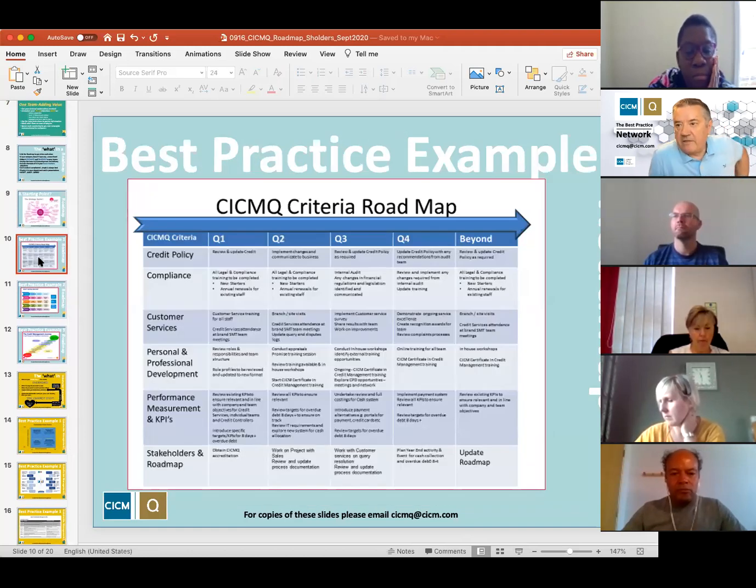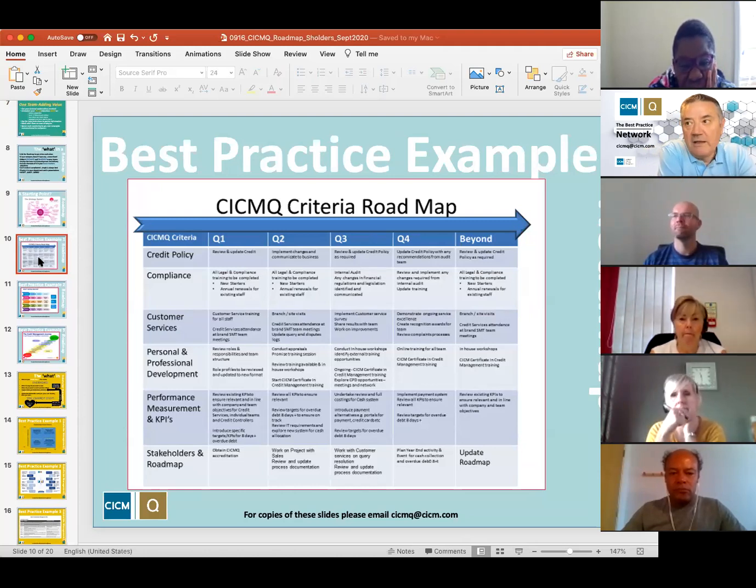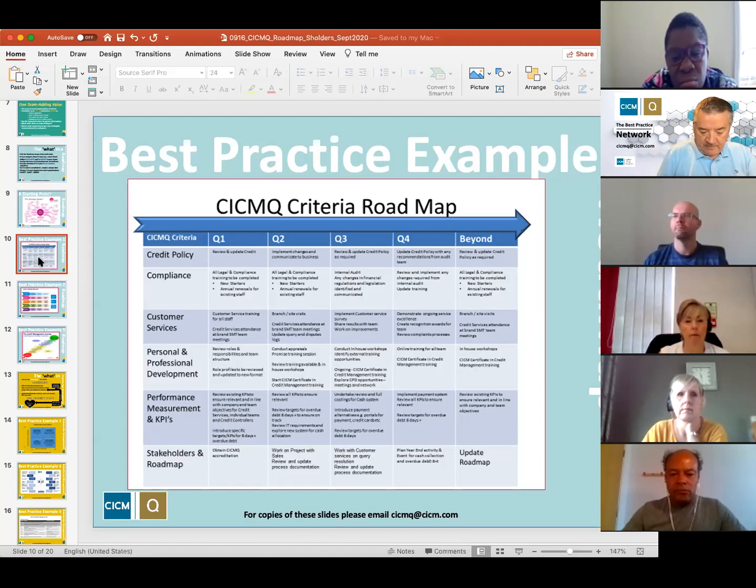I'll hand over to Pam at this point because she sent me some examples, and I thought this was a particularly good one. So this is all about the CICMQ criteria. Pam, do you want to quickly run through this one? Yeah. So one of our clients that has gone through CICMQ accreditation gave me a similar thing to this, and I thought, I really like this, and we now send it out as an example because a lot of companies don't know where to start or what it should look like. But this is nice and simple.